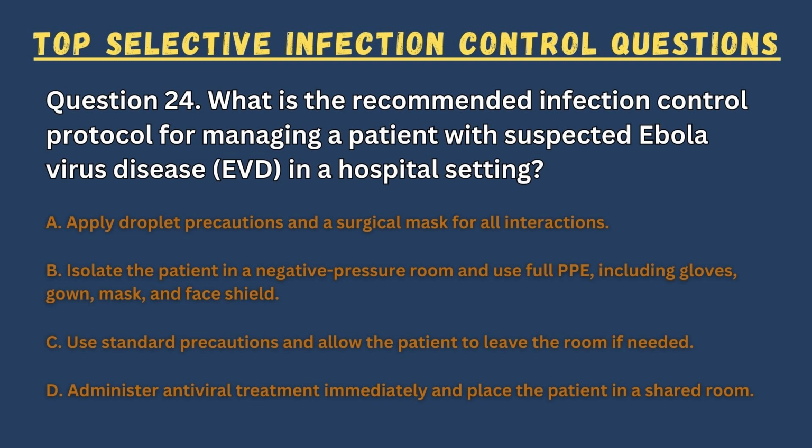Question 24. What is the recommended infection control protocol for managing a patient with suspected Ebola virus disease, EVD, in a hospital setting? A. Apply droplet precautions and a surgical mask for all interactions. B. Isolate the patient in a negative pressure room and use full PPE, including gloves, gown, mask, and face shield. C. Use standard precautions and allow the patient to leave the room if needed. D. Administer antiviral treatment immediately and place the patient in a shared room.